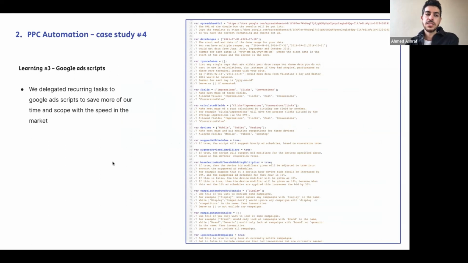All right, moving to something a bit more advanced. This is building Google Ads script. This is JavaScript code. You would code things based on your account needs. We delegated basically a recurring task to Google Ads script to save more of our time on things that can be delegated to automation or scripting. Instead of checking specific keywords manually, we can build a script that does this for us. Again, we keep checking this manually, but that saves a lot of time. Instead of doing this 5 times a day, you can just check if the automation is working properly.